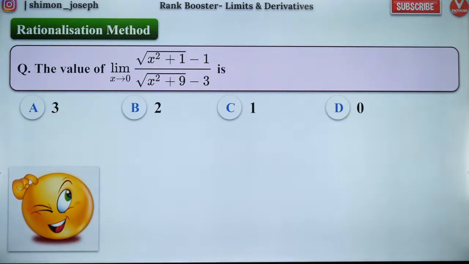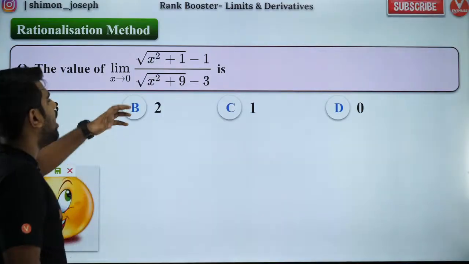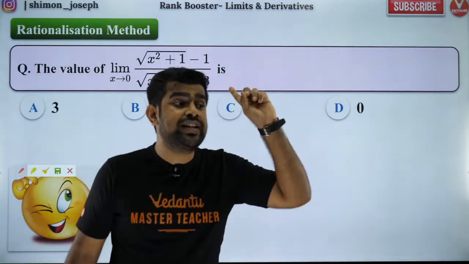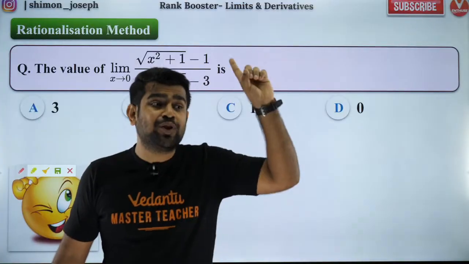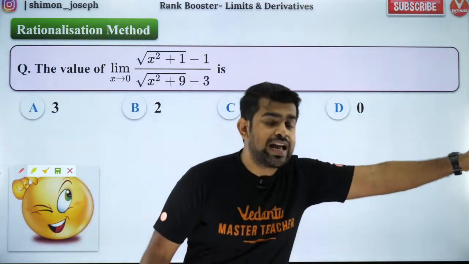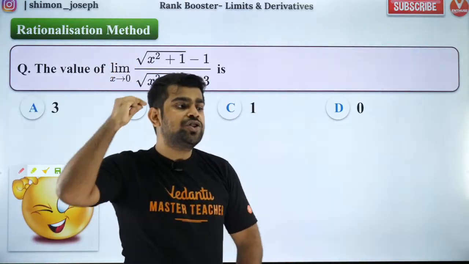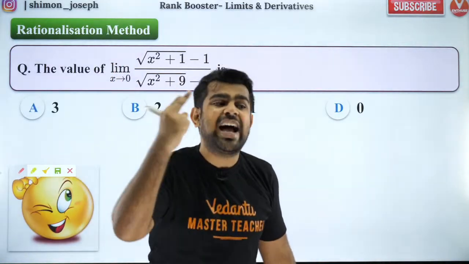Triambak says B. Okay, let's solve it. So how do you rationalize? This is a double rationalization question. I have to rationalize my numerator. I have to rationalize my denominator. Is that correct? Do you guys agree? So this is what we call as double rationalization.